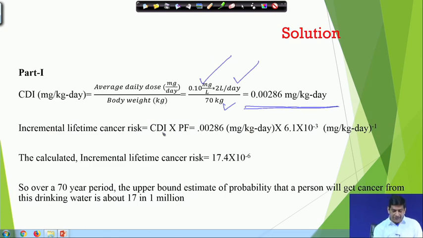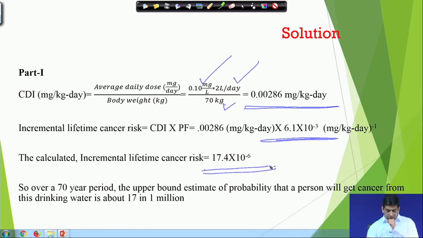Now if you take the CDI and multiply it by the potency factor, which was given to us as 6.1 times 10 to the power of minus 3, we multiply the CDI, which is 0.00286, with that, and we get the total lifetime cancer risk as 17.4 times 10 to the power of minus 6. So that's how we can calculate the total lifetime cancer risk.